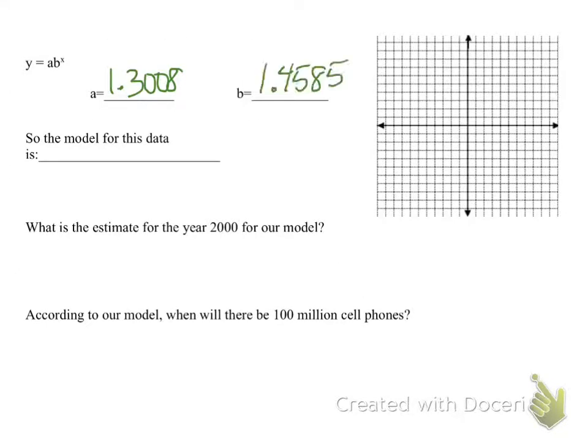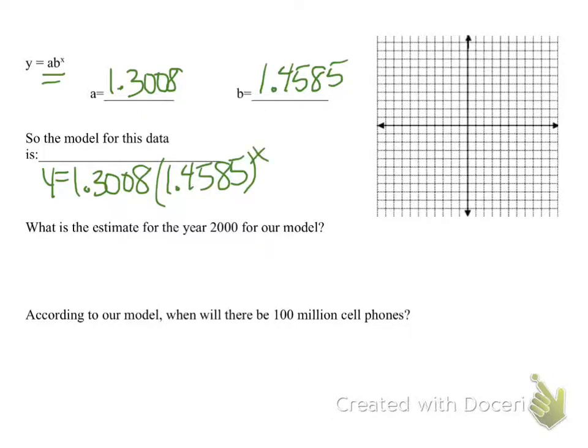So now we're writing down these 2 values, and now I also want you to write the model. Just because you have your a and your b value written down doesn't mean you have the model for this data. The model is going back and putting it into that equation. So y equals a, 1.3008, times our b, 1.4585, to the x. And then let's put that into your graphing calculator. So you're going to go back to your calculator and hit the y equals, which is that far left button underneath the screen, and you're going to enter that into your calculator.